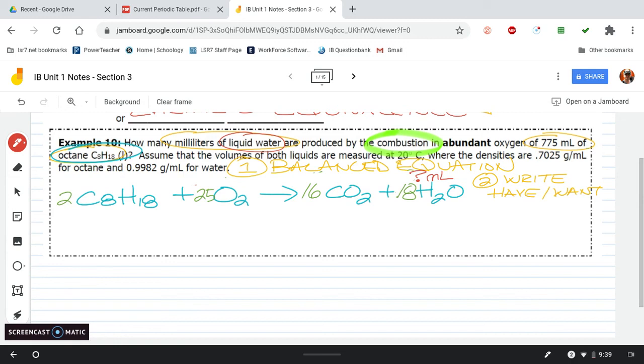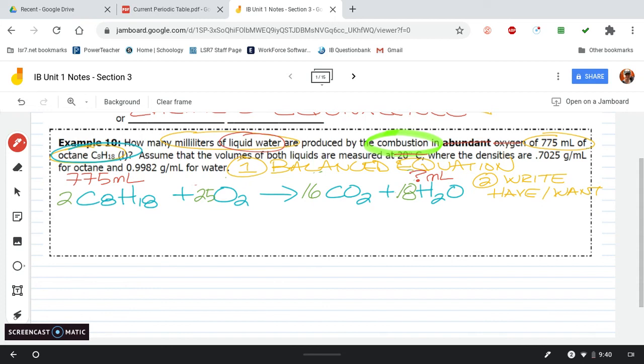All right. Now I'm going to come back to the other side. And it says are produced from the combustion in abundant oxygen. Well, that just means we have extra oxygen, so it's not going to matter. Abundant oxygen means we have plenty of it. Doesn't matter for the problem. Of 775 milliliters of octane. So above the octane, I'm going to put 775 milliliter. All right, then it says assume the volumes of both liquids are at 20 degrees. That's not going to matter. And the densities are 0.7025 for the octane.